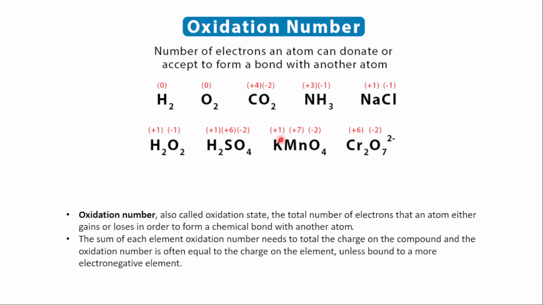The sum of each element's oxidation number needs to total the charge on the compound, and the oxidation number is often equal to the charge on the element. So here the compound charge is 0 and we have potassium +1, manganese +7, and oxygen -2. So that's how the oxidation number is calculated. Whatever charge the element carries is most of the time the oxidation number.